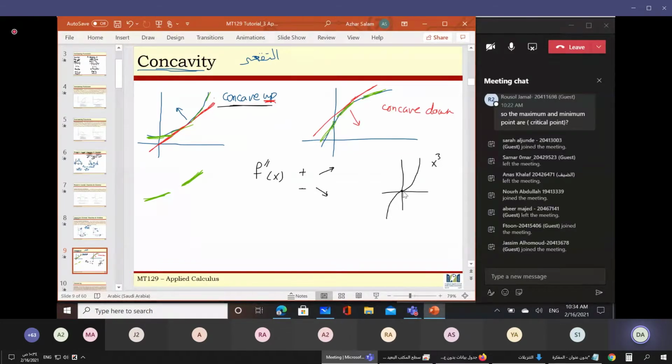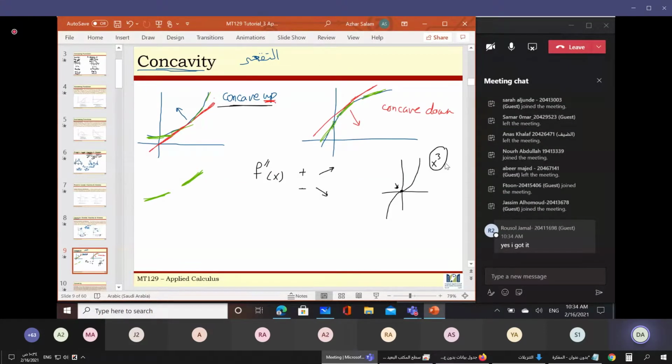At x equal to 0, this is a critical point, but it's not a maximum or minimum. It's only a critical point, neither maximum nor minimum, okay? So it could be a critical point, but not an extremum value for a function. Not all critical points are maximum or minimum values, for example the function x cubed. Okay.